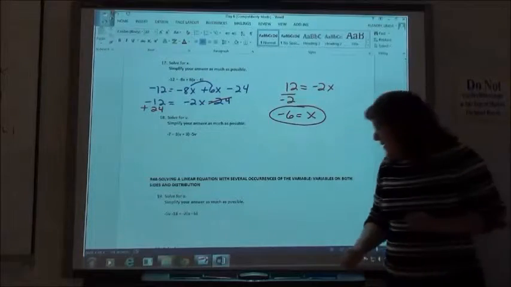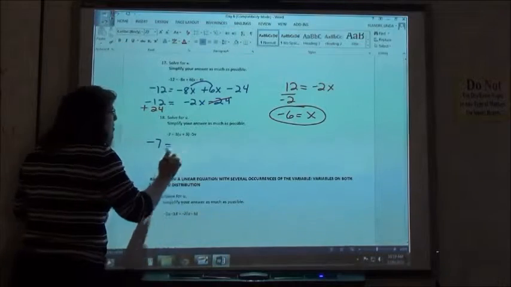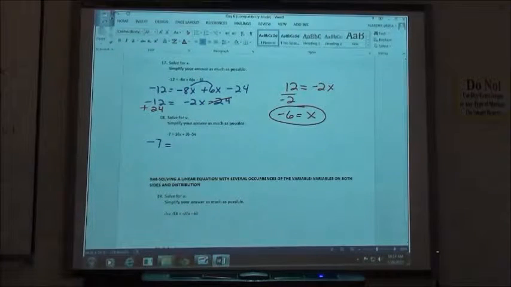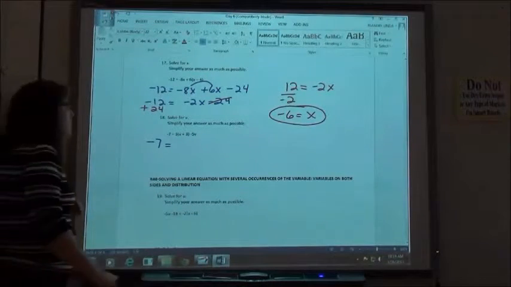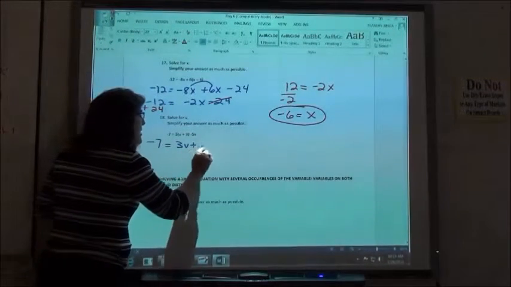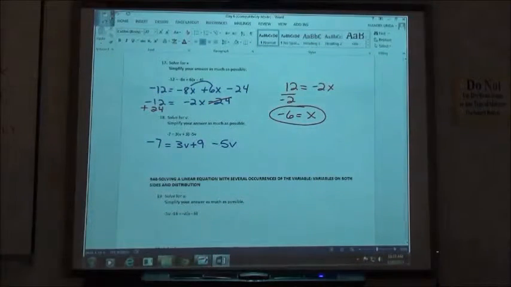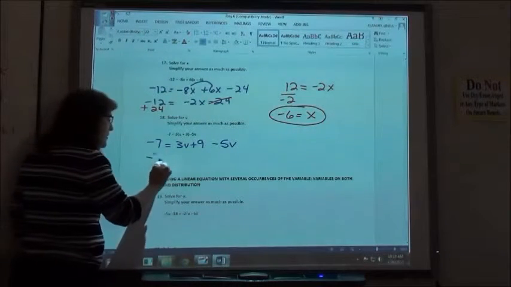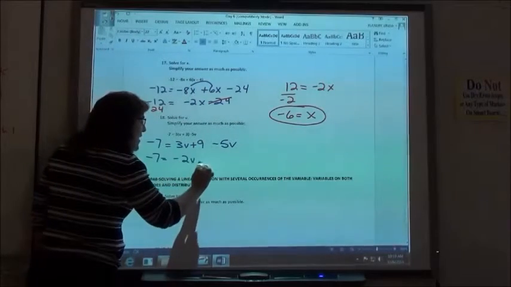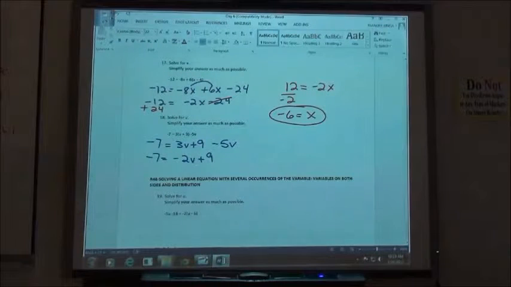Number 18 then. If I get rid of my parentheses, I'm going to have negative 7 equals, and over on the right side, what would I have? (3v plus 9), and then the minus 5v would go on the end. Next thing I would do is combine my like terms. So if I take 3v minus 5v, I'm going to get negative 2v, and then my plus 9. I want to solve that for v.